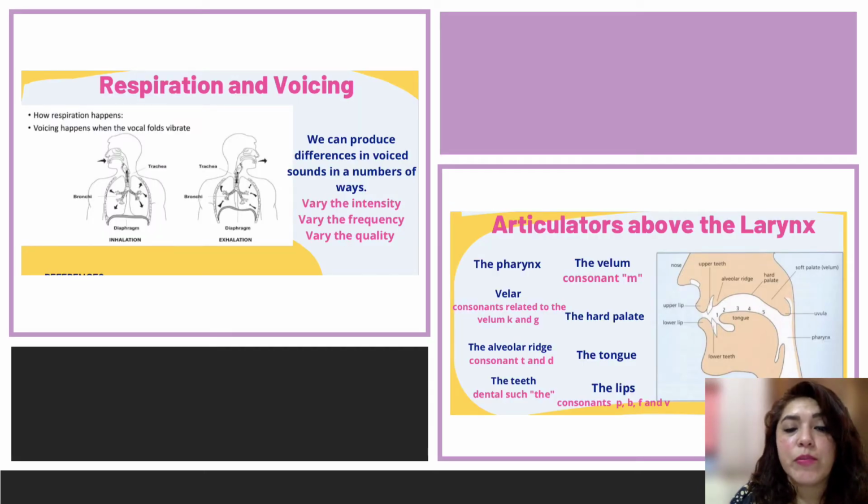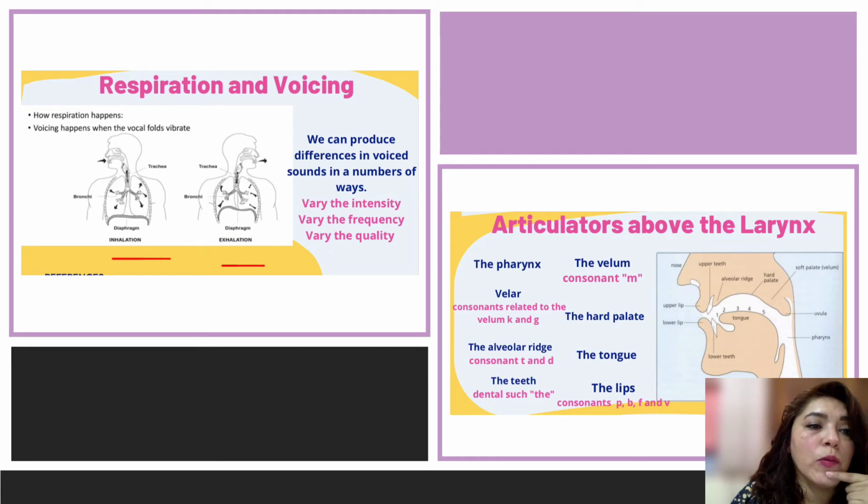Learning how respiration happens and also voicing are really important when we are producing sounds. For example, here in this picture we can see how respiration happens. We can see the inhalation and the exhalation, and voicing happens when the vocal folds vibrate. So we can produce different voiced sounds in a number of ways according to the intensity, the frequency, and the quality.